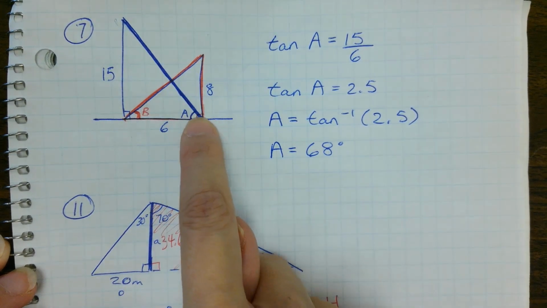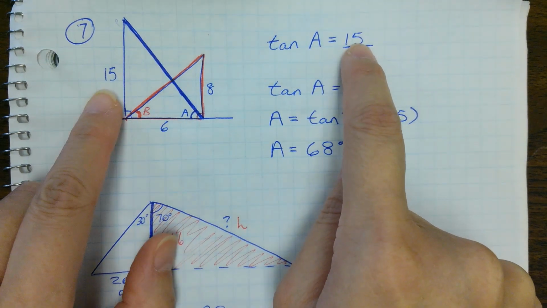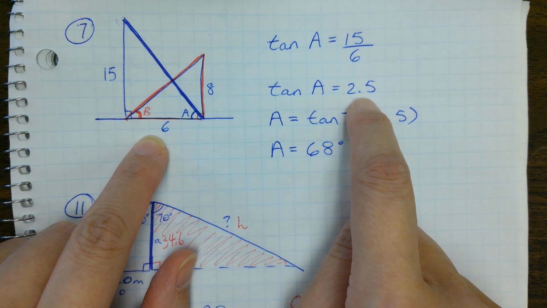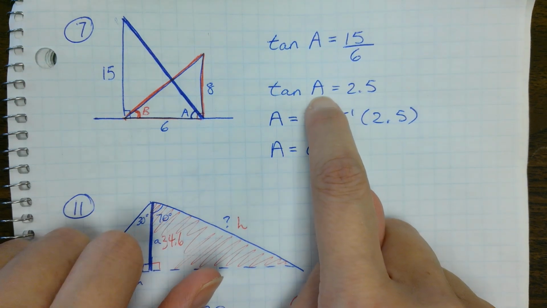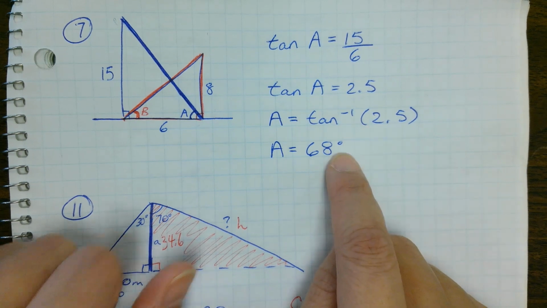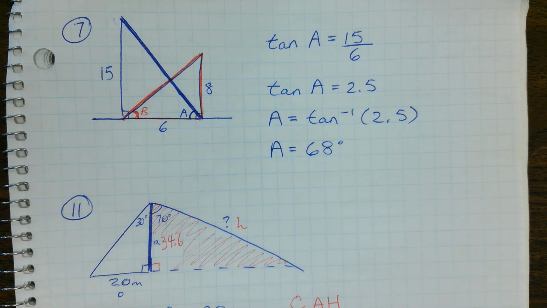So let's say I'm just solving for angle A. Tangent A equals opposite over adjacent, so 15 over 6. You get 2.5. So to find the angle, I have to use the inverse. So tangent inverse, 2.5, you get 68 degrees. Okay, so that's how you find the angle.